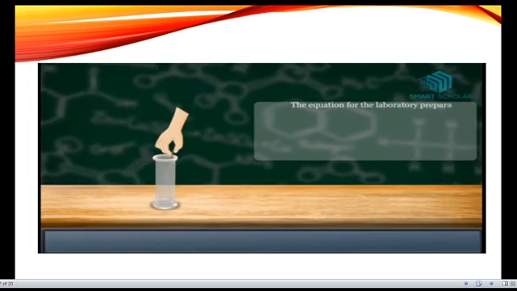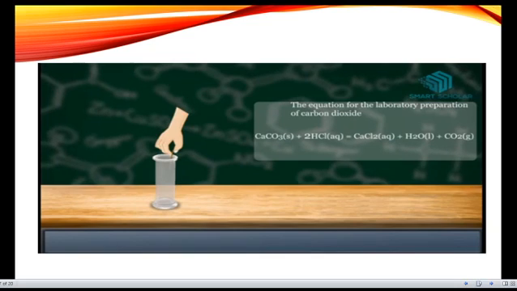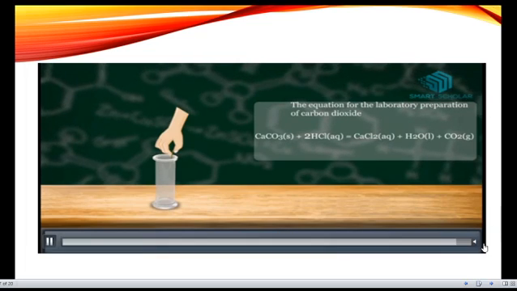So now let us learn the equation. Calcium carbonate CaCO3 plus hydrochloric acid HCl produces calcium chloride, water and carbon dioxide. Calcium chloride CaCl2, water H2O and carbon dioxide CO2. So carbon dioxide is prepared in the laboratory. Okay children?